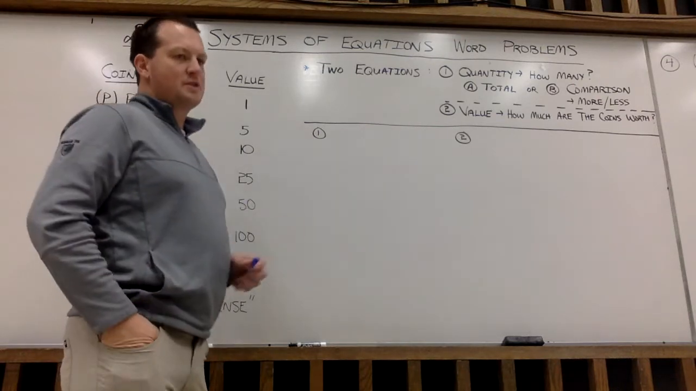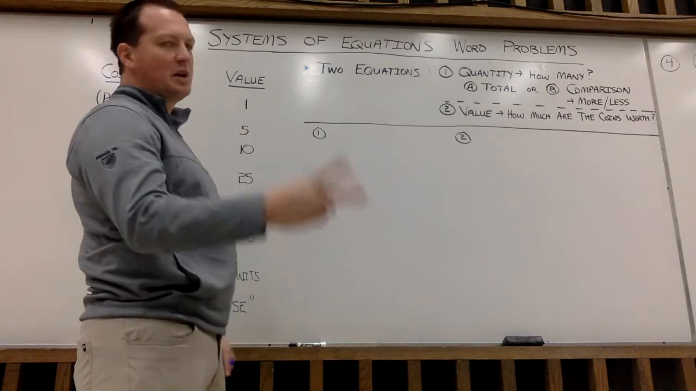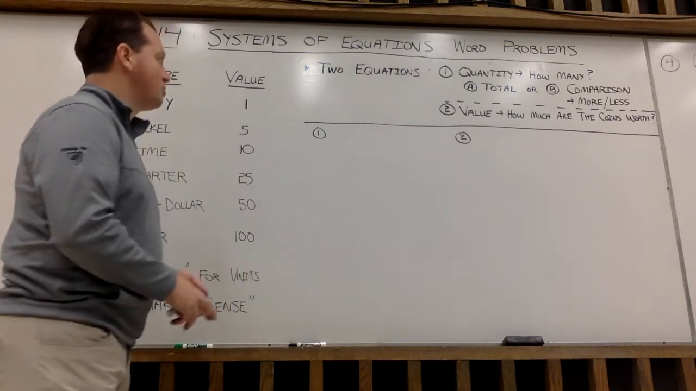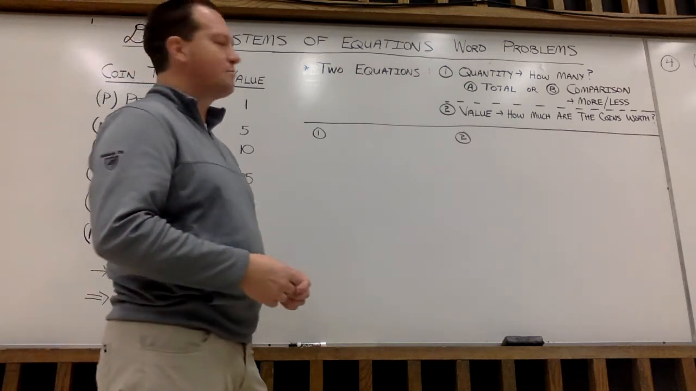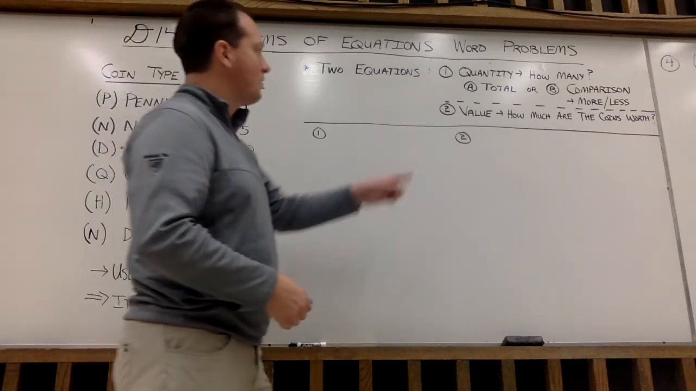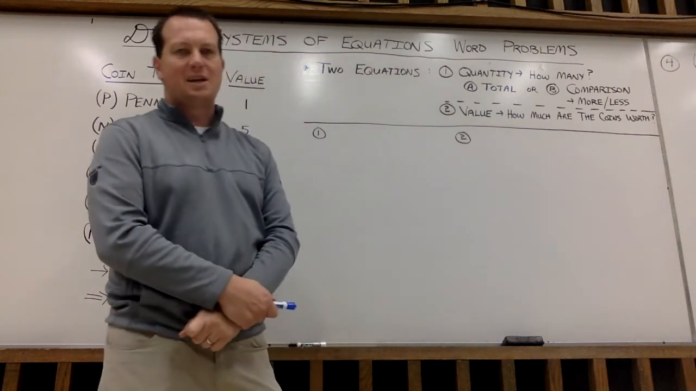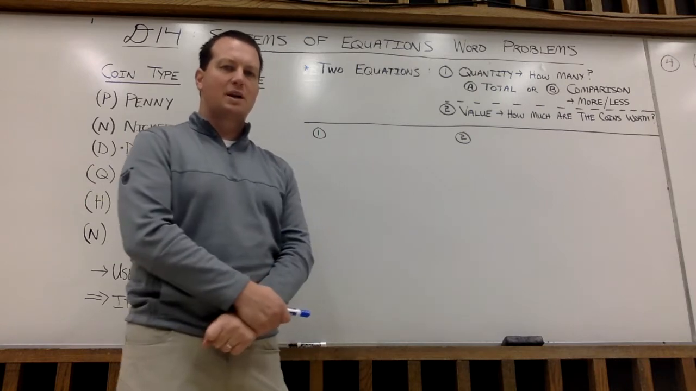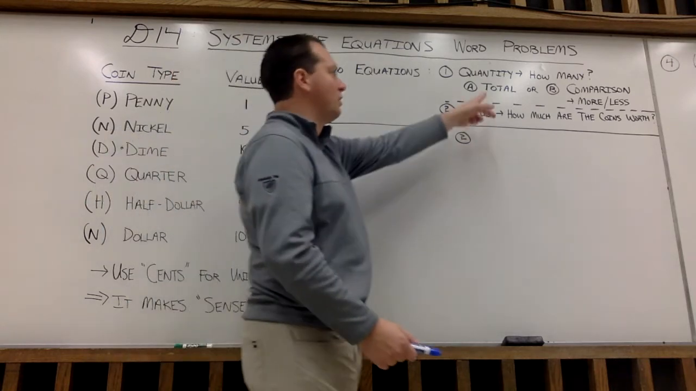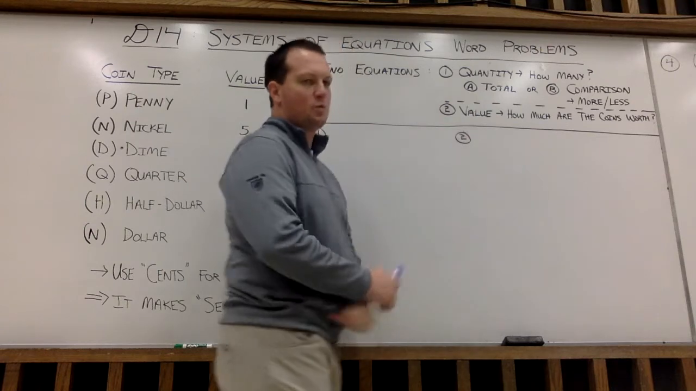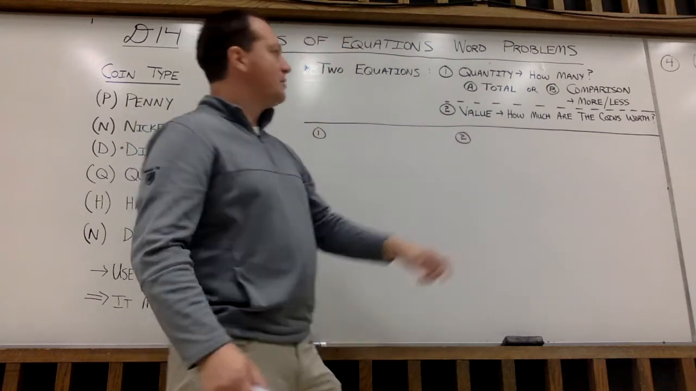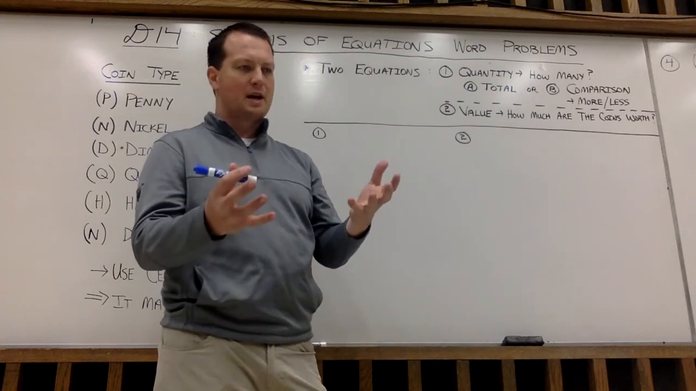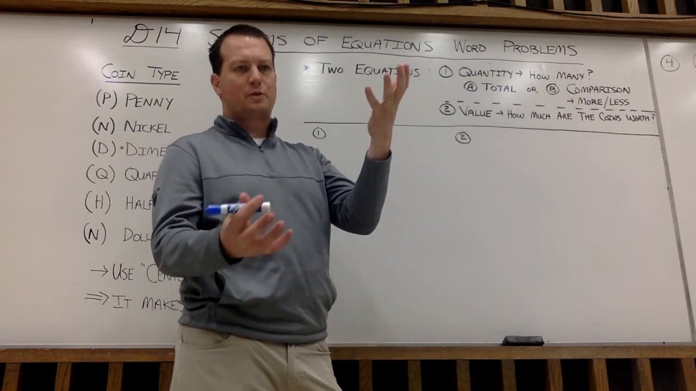So with our systems, we are again going to have two equations with two different types of coins. So the two equations that we are going to look to set up today are the following. First is what we call the quantity equation. We want to know how many coins there are. And there's two types of quantity equations. You may be given the total number of coins, which we'll see in one of the examples, or you may have a comparison of the two different coin types. They may be compared one versus the other.